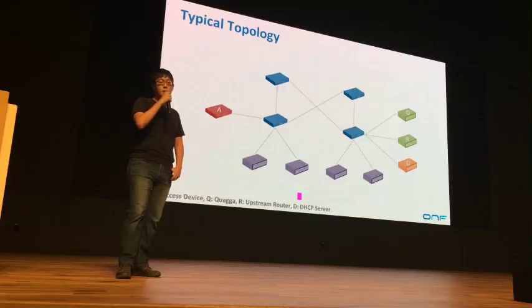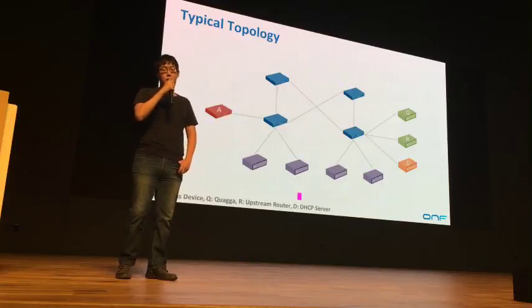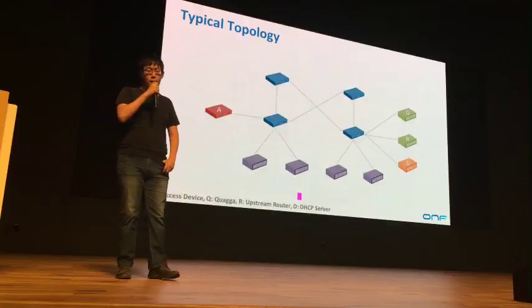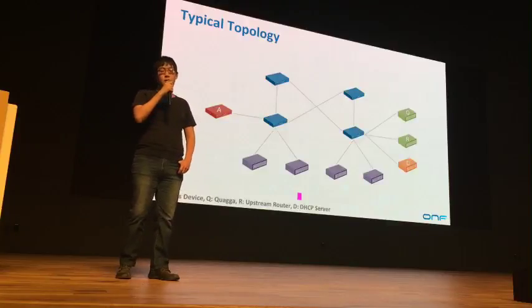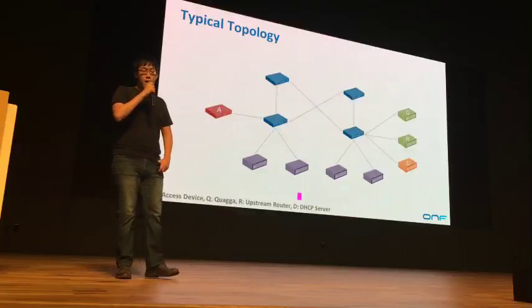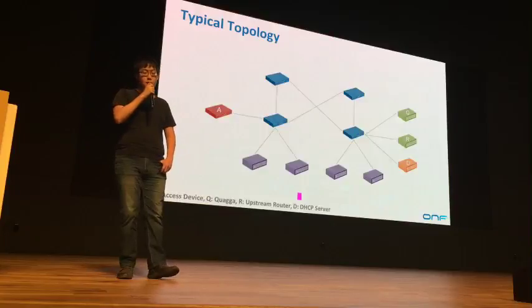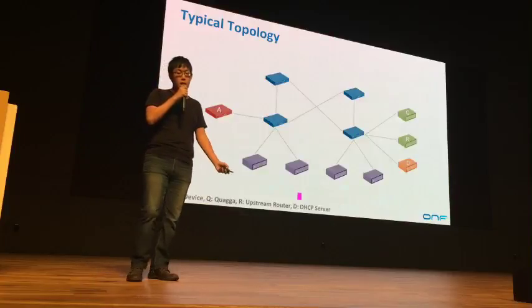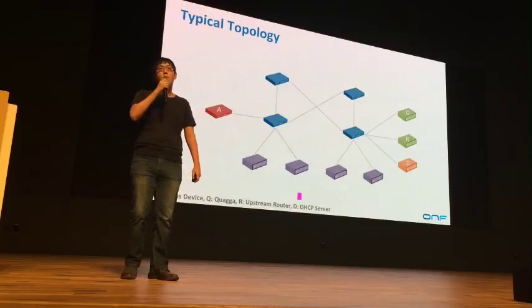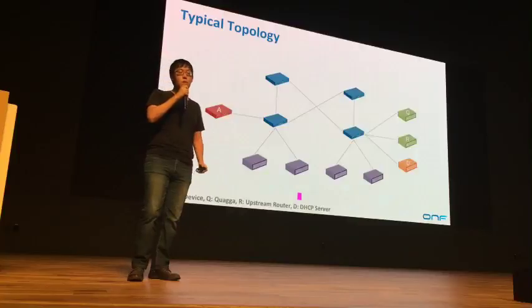From the top is the Quagga, which is our software routing protocol. It will talk to the upstream router, which is the second green box. And then we also have this DHCP server attached on the right-hand side, which is the orange box. With this typical topology, I'm going to introduce the basic features we provide in Trellis.